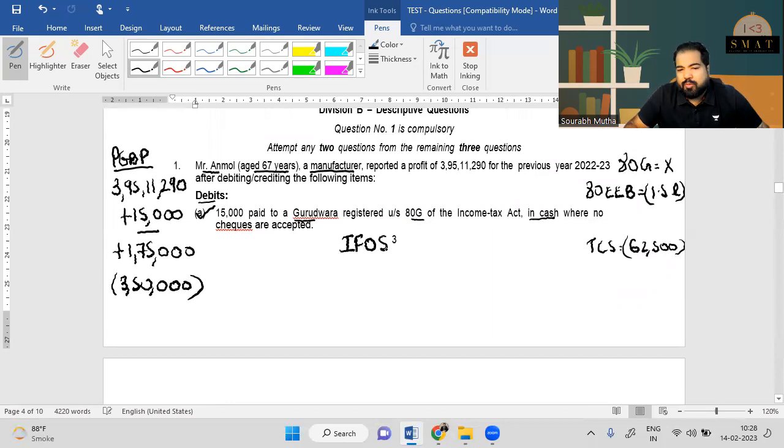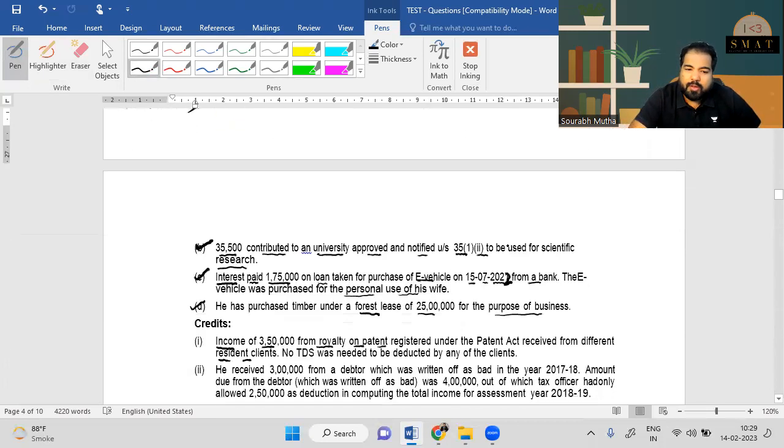I'm making the IFOS room here, 3,50,000. But remember, you will need a deduction here under section 80QQ. Sorry, not QQ. It's not a book. It's just a patent. So 80RRB. How much we'll have to see, but right now I'm just parking that thought here that it is 80RRB. Maximum is 3 lakh. We'll see what is the deduction which we get.